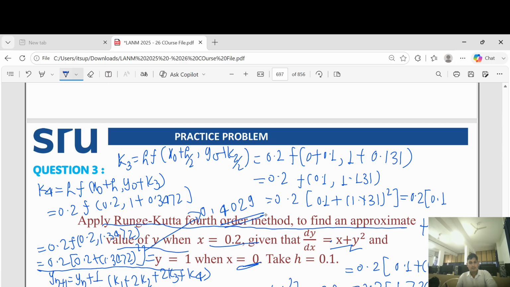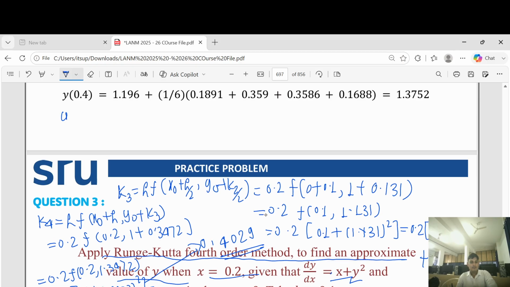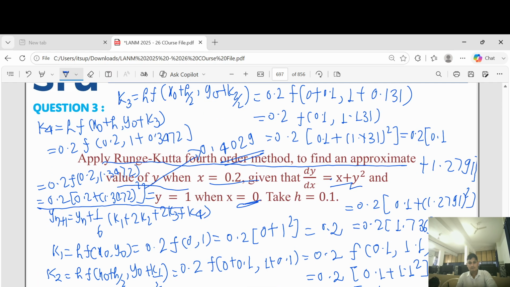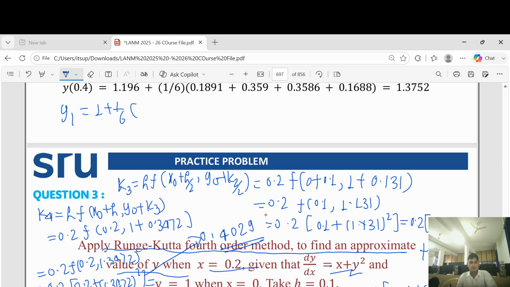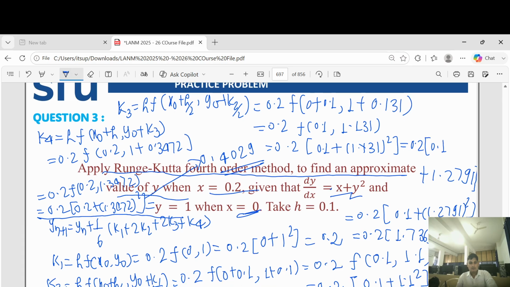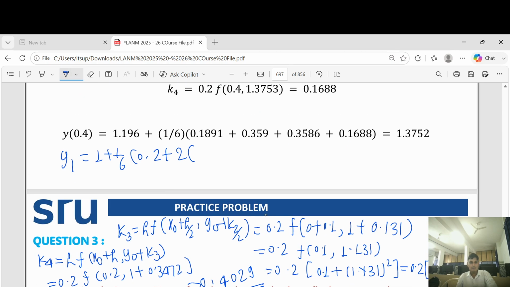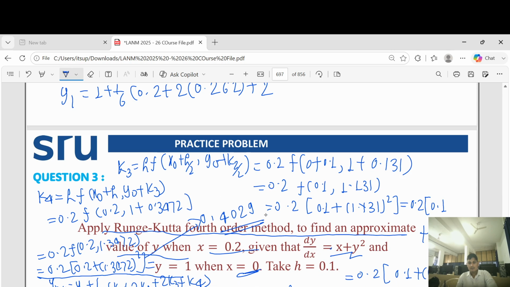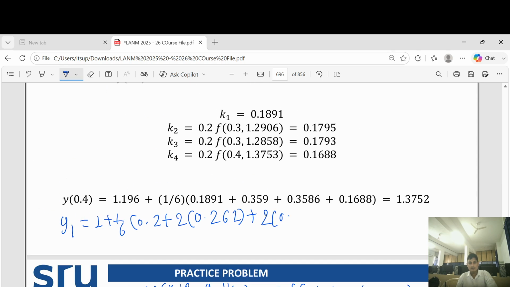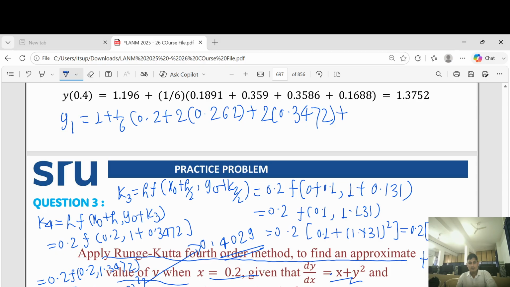If we put all the values in the formula, this formula is given. So y1 is equal to y naught, which is 1, plus 1 by 6 of k1, which is 0.2, plus 2 times k2, the k2 value being 0.262, plus 2 times k3, the k3 value being 0.3472, plus k4, the k4 value being 0.4029.